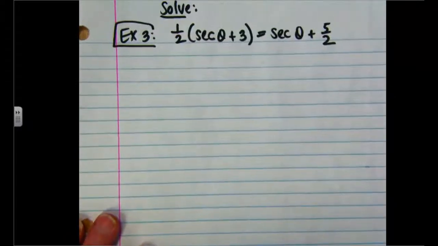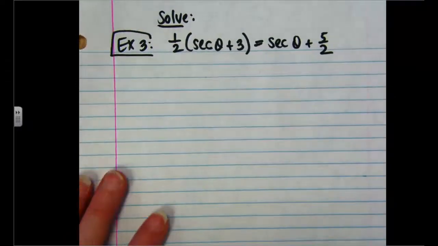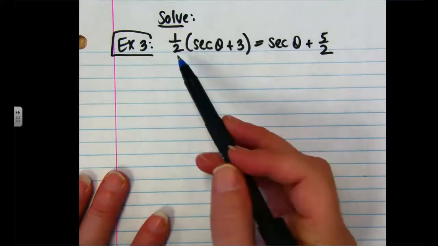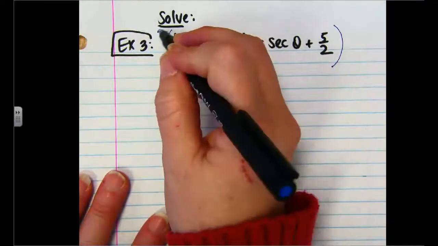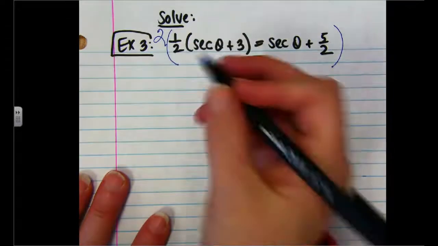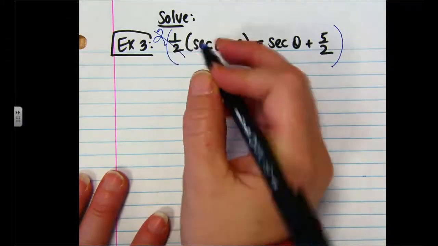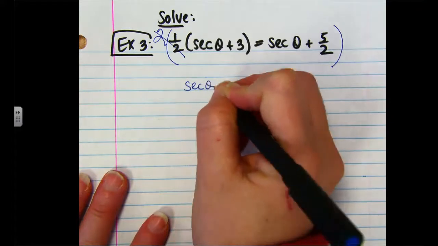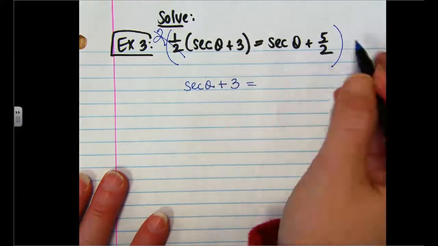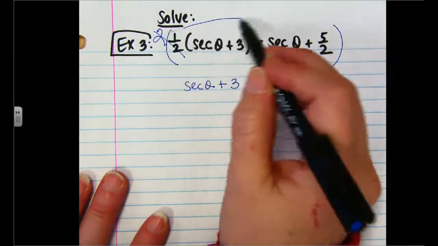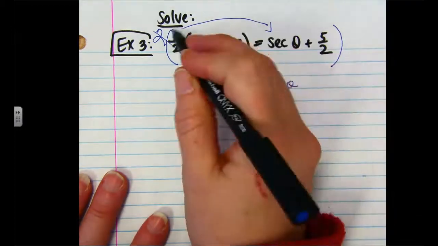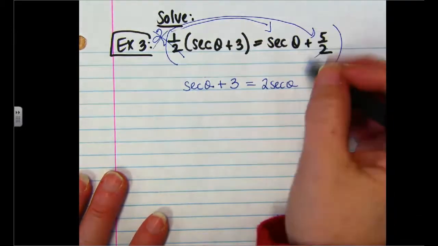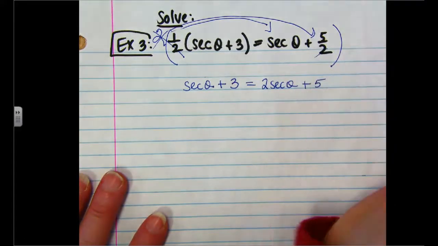Okay, our last equation, we're going to solve 1/2 secant theta plus 3 equals secant theta plus 5/2. You need to remember that when we have fractions in our equations, we want to get rid of them fast by multiplying all parts by the common denominator. Here that's 2. So that cancels out that 1/2 in front, and I'm left with secant theta plus 3. And then when I distribute the 2 through, I get 2 secant theta plus 5. And so those 2's cancel out.